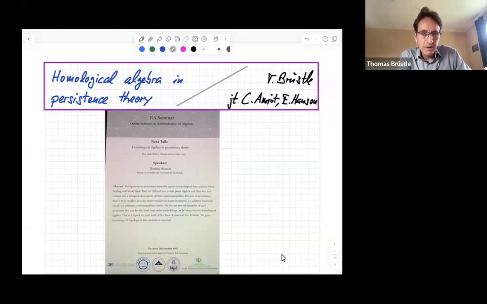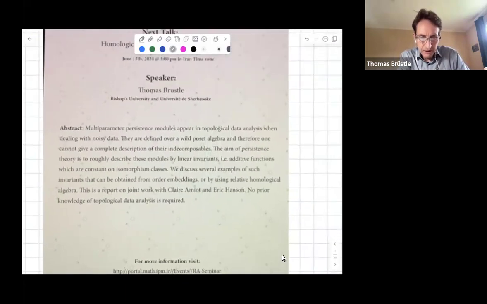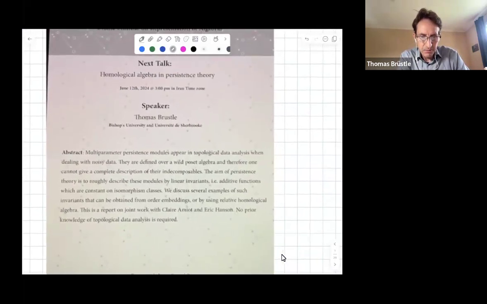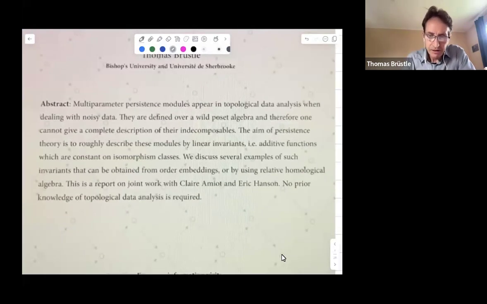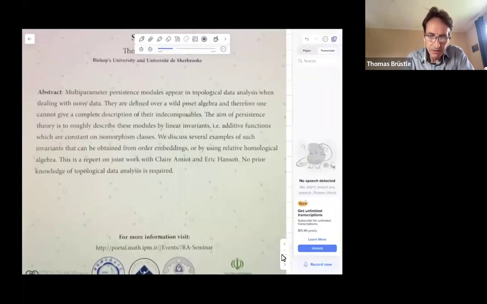As you can see, I'm going to talk about homological algebra and persistence theory, and I outlined that I will not require prior knowledge of topological data analysis.